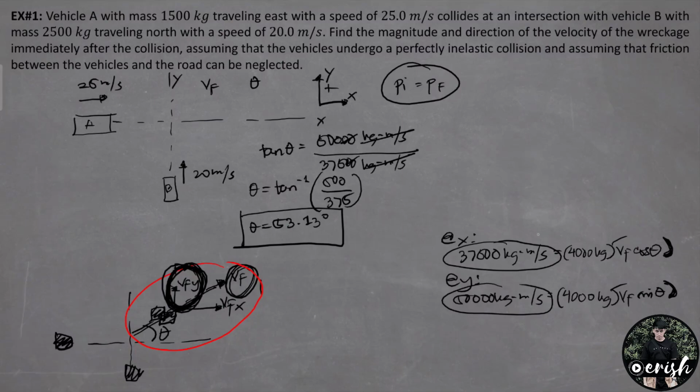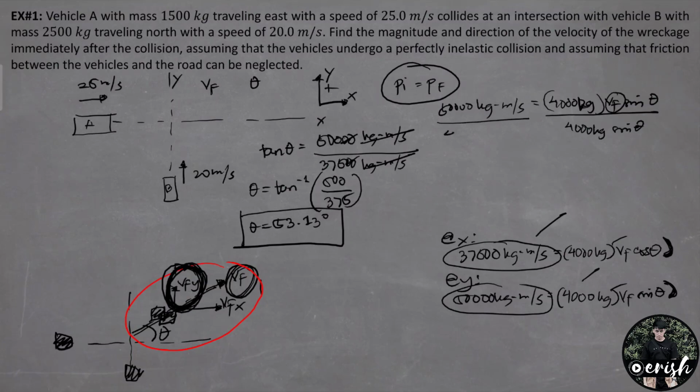Pwedeng equation na to or pwede ring equation na to so solve for the final velocity. So, ang gagamitin na lang natin is yung equation na na-derive natin from y component, 50,000 kilograms meters per second equals 4,000 kilograms times final velocity sine theta. Solving for the final velocity, we divide both sides by 4,000 kilograms sine theta. Dito rin sa kabila, sine theta, cancel.